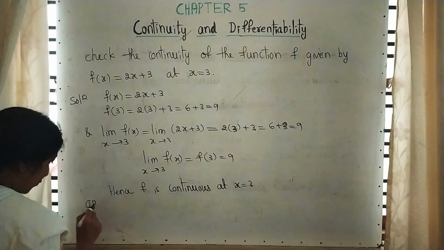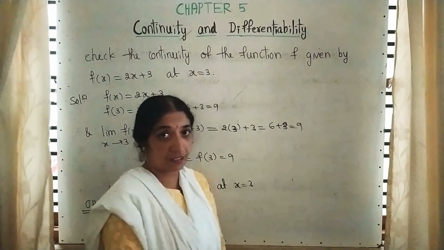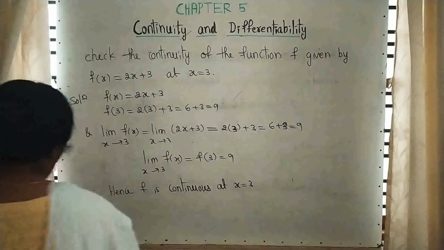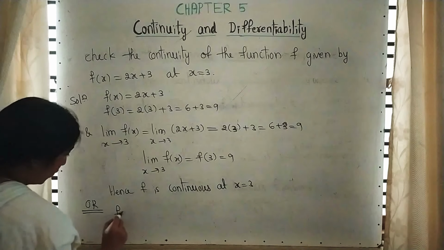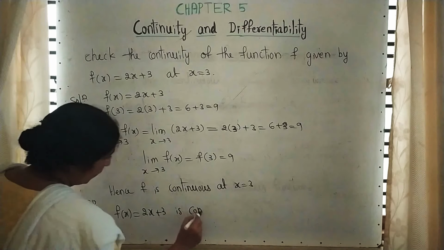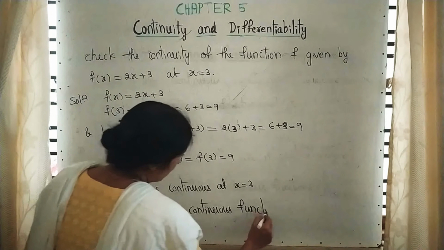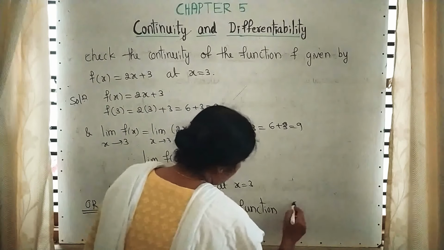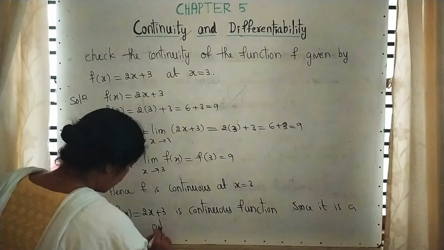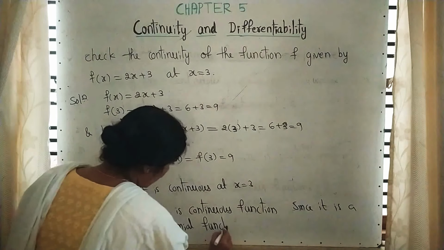Or you can write like this. If you are familiar with the functions you have studied in the first year, algebraic functions, polynomial function, constant function, exponential function. So here f of x is equal to 2x plus 3 is a continuous function because, or since, it is a polynomial function.